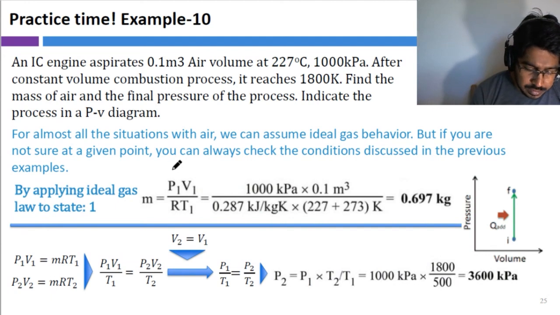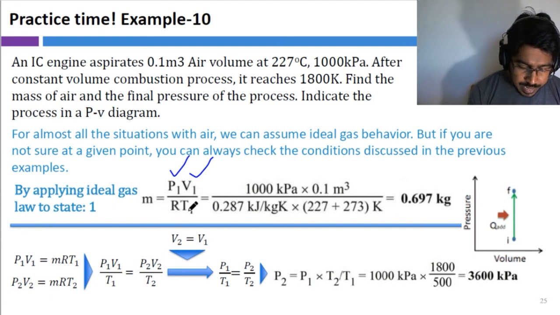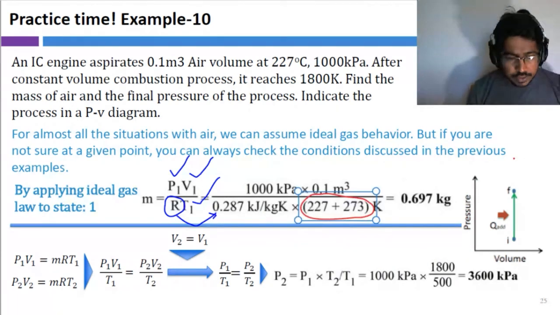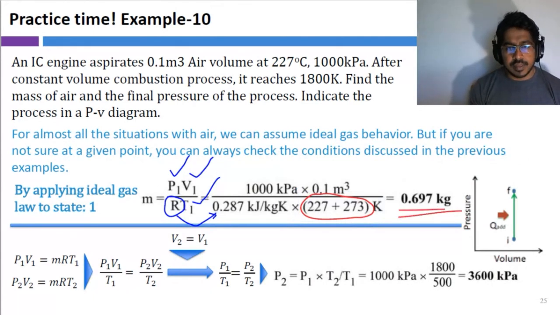So to find the mass, pressure and volume are given, and the gas constant you can find from the property tables, and temperature is given to be 227 Celsius. Important: 227 Celsius cannot be substituted here, it has to be converted to Kelvin, right? So with Kelvin we substitute that and we arrive at the mass. That was a pretty quick explanation, less than 30 seconds, but are there any questions regarding how we arrive at the mass of the system?